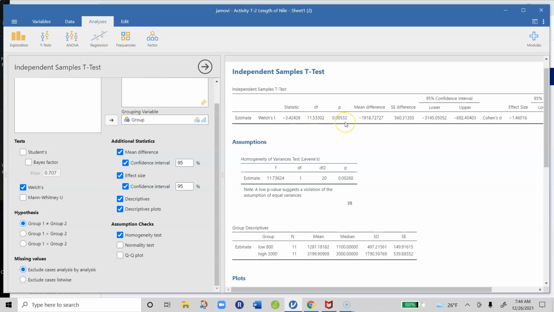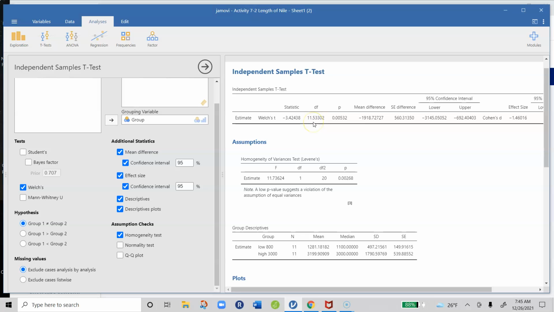Our p-value there is 0.005, which tells us that there's a small probability that the difference we're observing between our two means is due to sampling error. This is strong evidence against the null hypothesis that those two means are actually equal to each other. The mean difference we're looking at here is negative 19.1873. And that difference is unlikely to be due to sampling error. It's not really zero in the population is what we think.